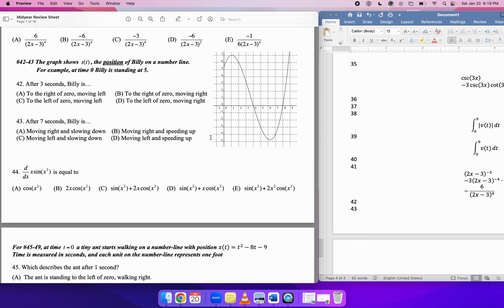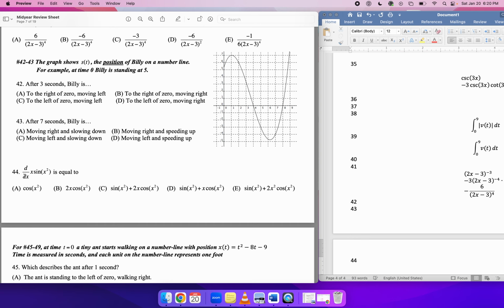Well, speeding up or slowing down is about whether velocity and acceleration have the same sign. If they have the same sign, that's speeding up. If they have opposite signs, that's slowing down. I can tell the velocity is positive at 7 because the slope is positive. The acceleration, which is the second derivative, is positive here because this function's concave up, like a smiley face. So velocity's positive, acceleration's also positive, so he's speeding up.